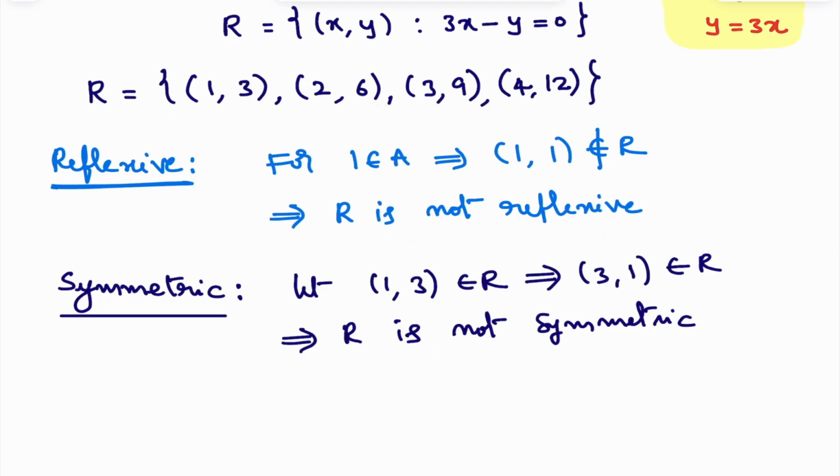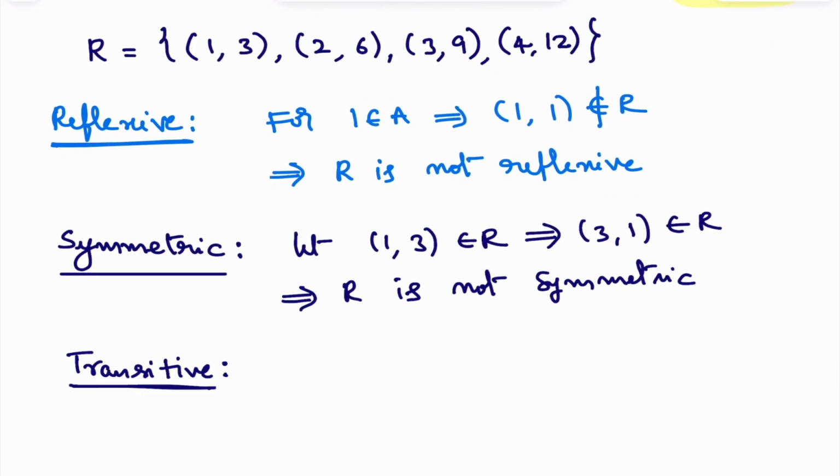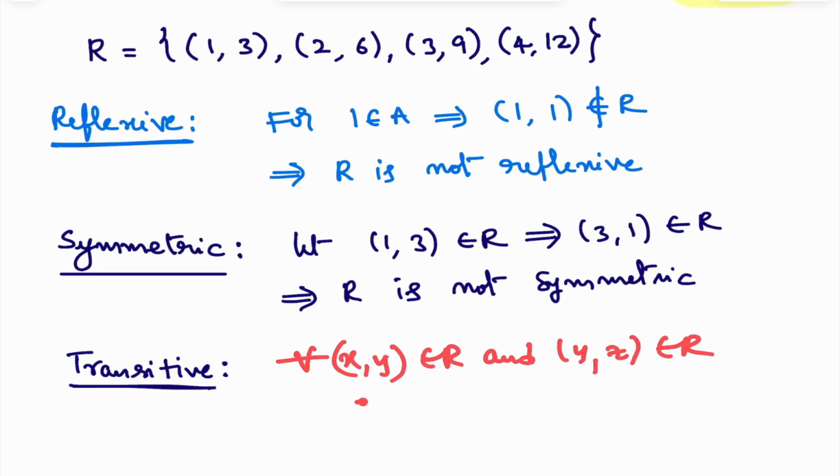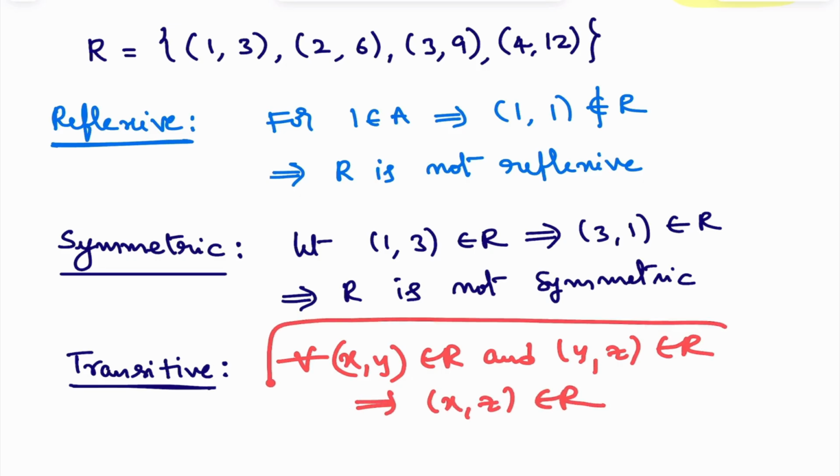Now I need to check the transitive condition. What is the transitive condition? For every ordered pair (x, y) belonging to R and (y, z) belonging to R, then we'll look for whether (x, z) is there in the relation or not. For every such ordered pair, if (x, z) exists, then we say that the relation is transitive.